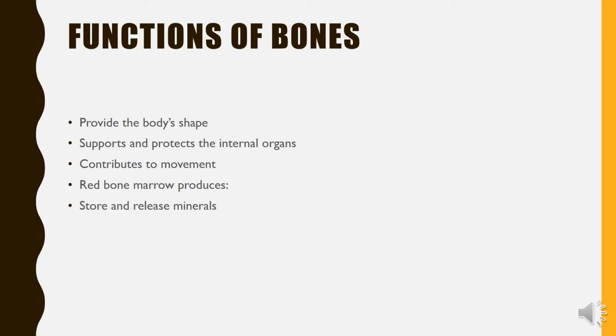Functions of bones. Our bones provide our body's shape. They support and protect internal organs, like the bones of our rib cage, which protect our vital organs such as our heart and our lungs. The bones contribute to movement of our bodies. Red bone marrow produces red blood cells, white blood cells, and platelets. And bones also store and release minerals such as calcium and phosphorus.